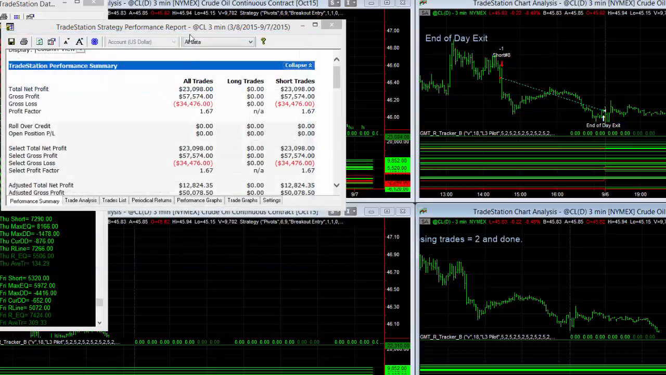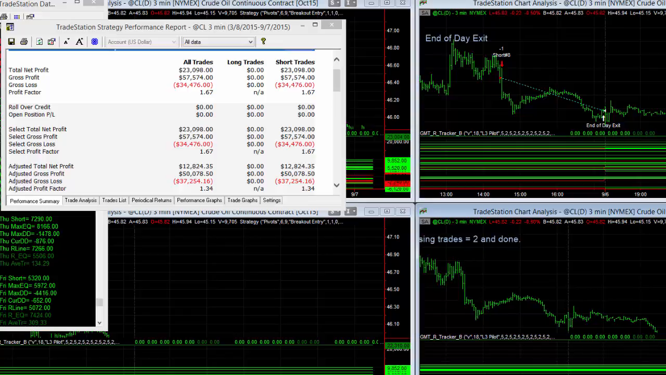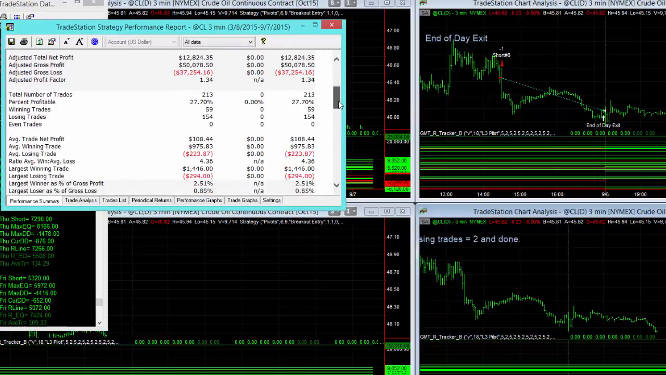So here's the performance report on that particular setting. 23,098. That's actually our second highest dollar amount as far as performance, and that's a great net profit. That's on two and done. And our profit factor is 1.67, so we'll add that in there. We have 213 trades, so that's the least number of trades so far we've had. And our percentage win rate is 27.7.